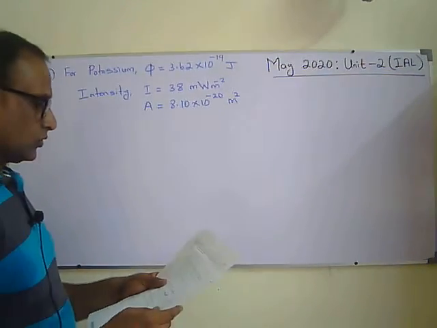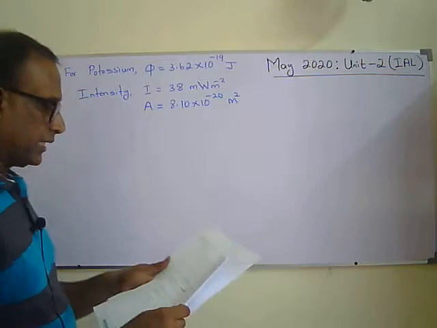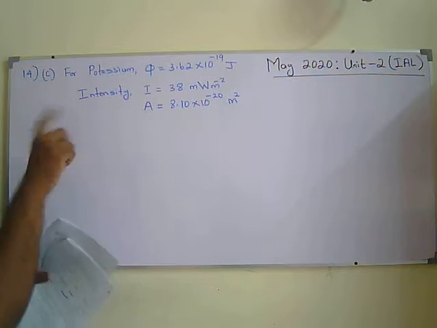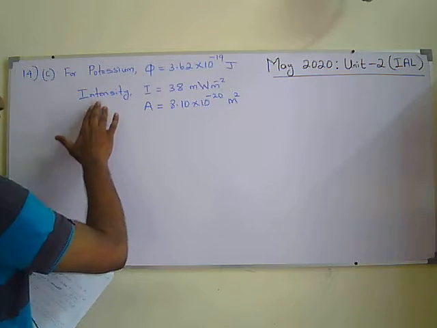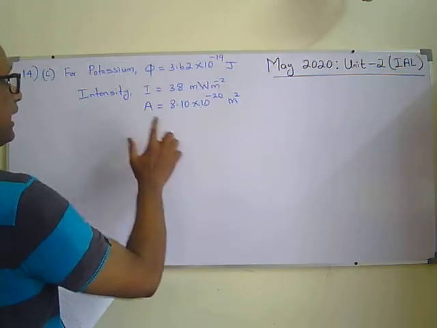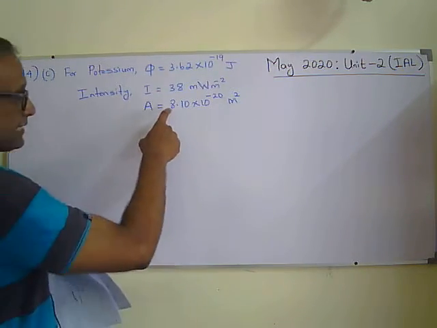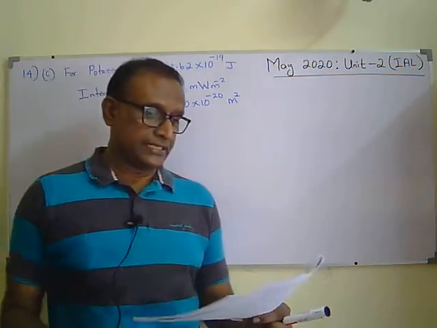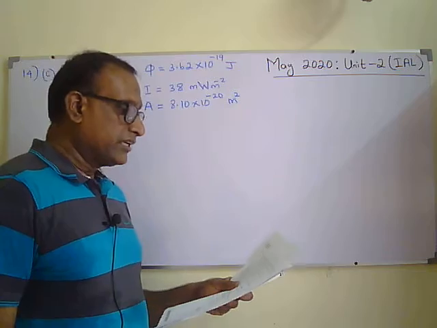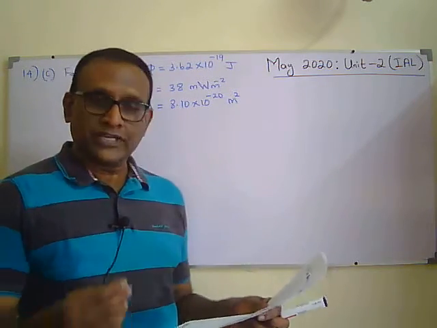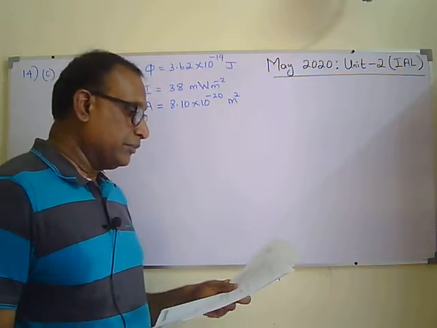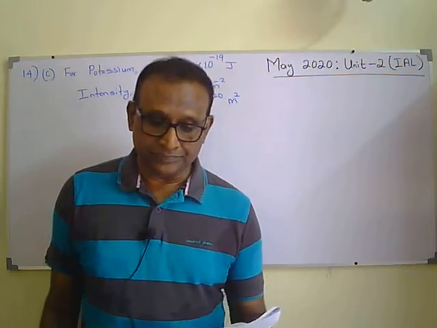Okay, so question 14 C part. These are the data given for potassium, work function given. That is given in the table on the previous page. Intensity of the radiation falling on the potassium given 38 milliwatts per meter square, and the area on which it's falling is 8.10 times 10 to the power minus 20 meters square. The question is, ultraviolet radiation is incident on a potassium plate. If the radiation behaved as a wave, but we know that it behaves as a particle, if it behaved as a wave, there would be a time delay before electrons were emitted.